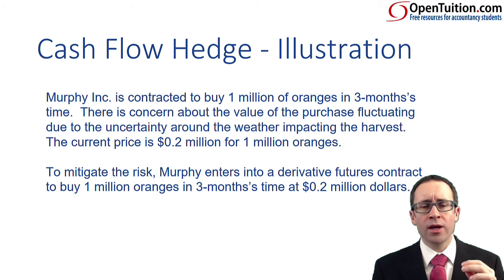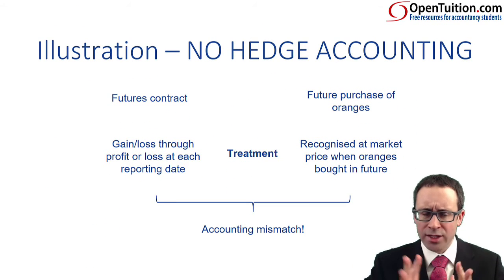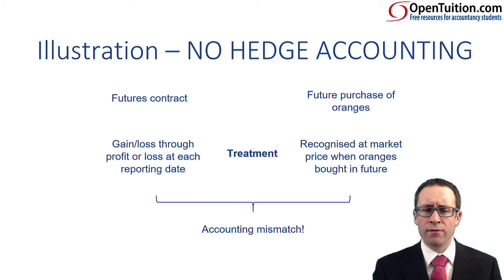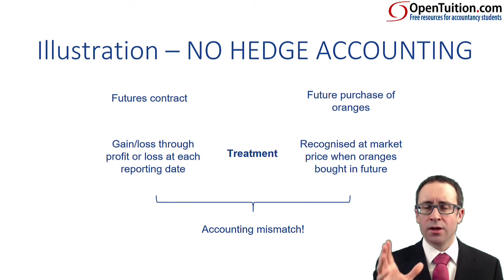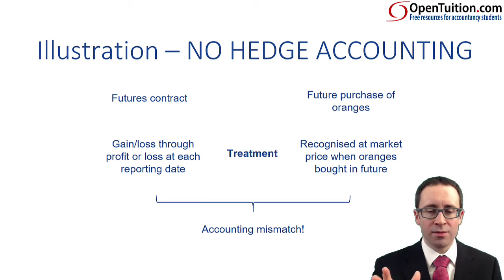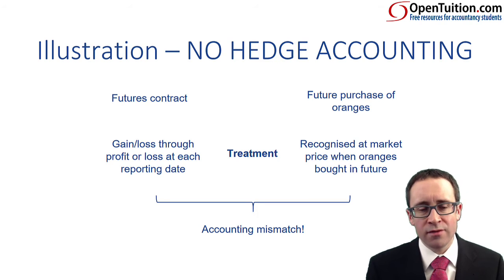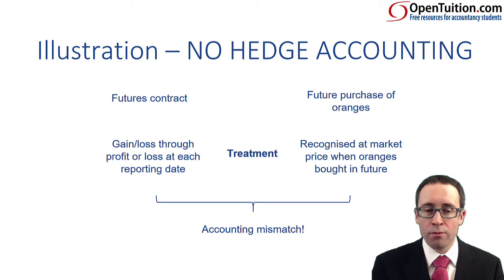So when you're looking at your derivative, you bet on your fear. Our fear is of a price rise. So what have we got? Let's think about it with no hedge accounting. The purchase of the oranges, you recognize when it takes place on the transaction date, when you actually buy them in the future. But with the futures contract, the normal rules for a derivative are that you have gains and losses through profit or loss, wasn't it? We said there was an accounting mismatch.